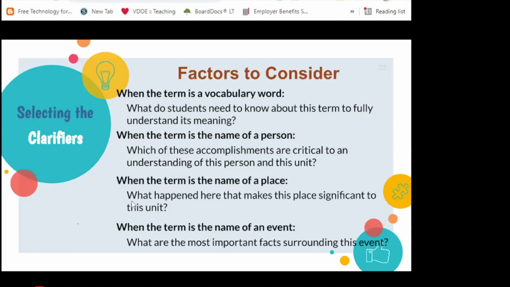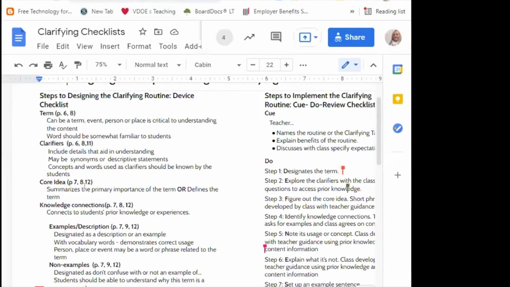This could be the leading up event, what caused this event, the people that are involved, the date, some of those types of things. So we're going to work on our clarifiers. And here, you can see that they are including details that aid in understanding.